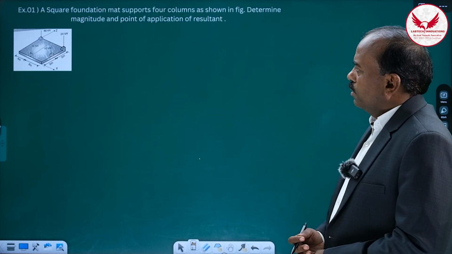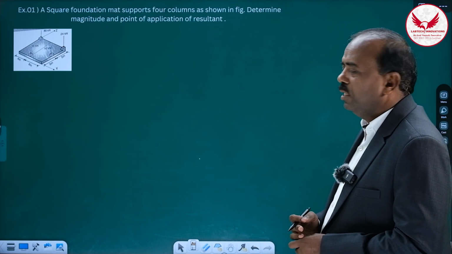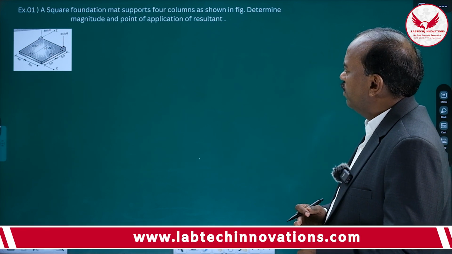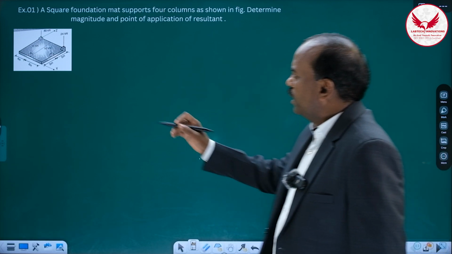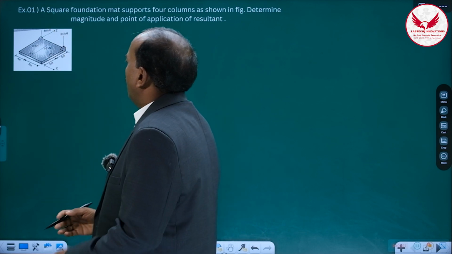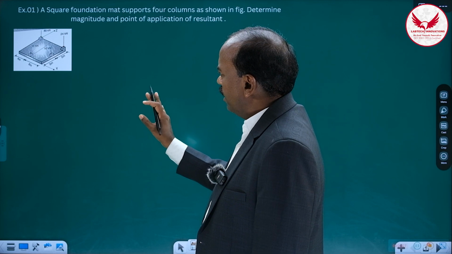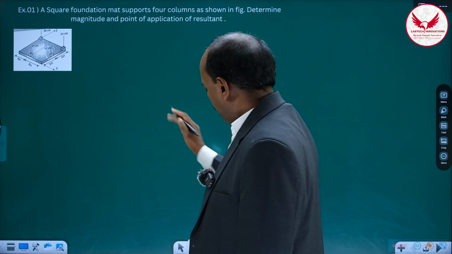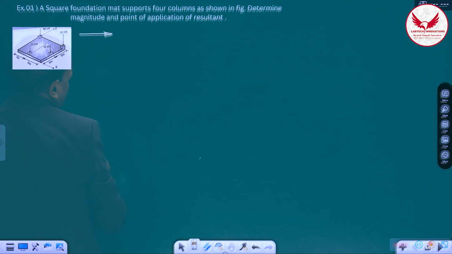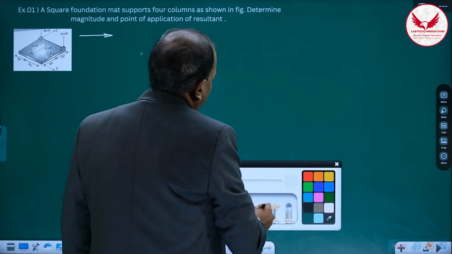Now we'll see the very first example of resultant of parallel forces. The example is what? A square foundation mat supports 4 columns as shown in figure. Determine the magnitude and point of application of resultant. So these are the 4 forces. It is x-axis, it is z-axis, means by default from this there will be y-axis. Such a sketch will be there in the question. Then while solving, what we have to do? You need to draw that sketch in the solution also. And in the solution, how can I draw this sketch?